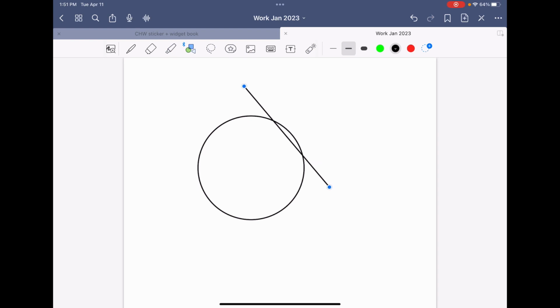Okay, it is not a tangent if it touches it in two places. So this is not a tangent because it's touching the circle on the top and the bottom. Okay, this is a tangent because it only can touch it once. So that is a tangent.